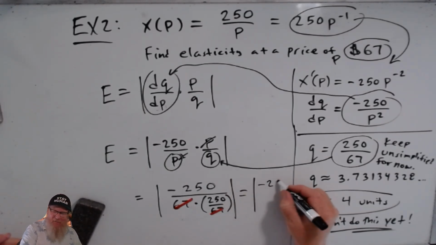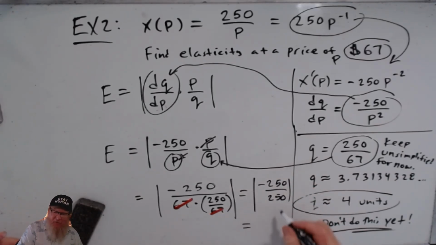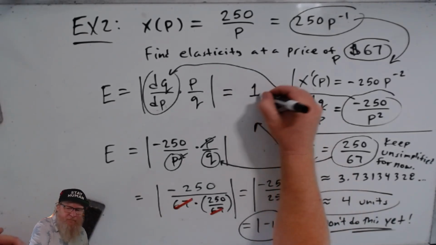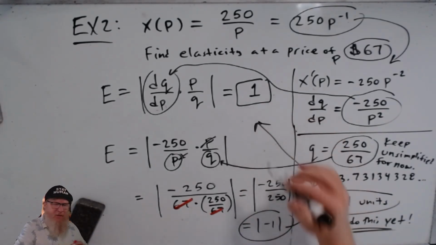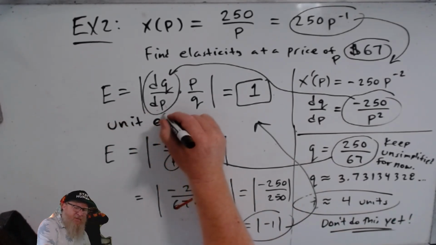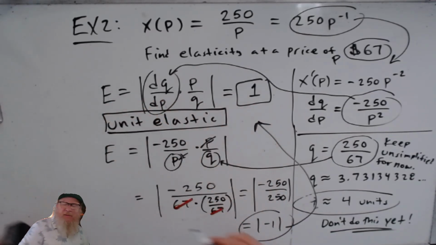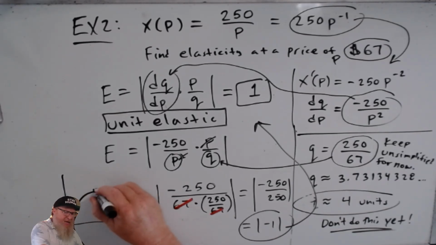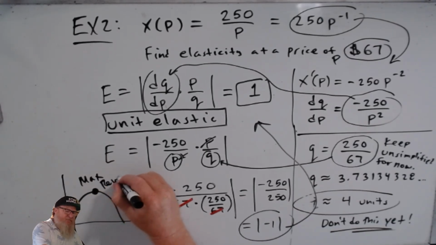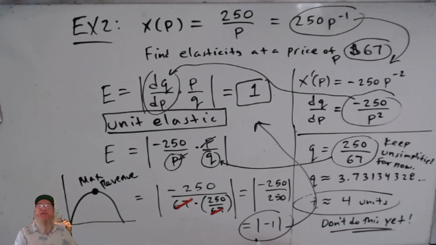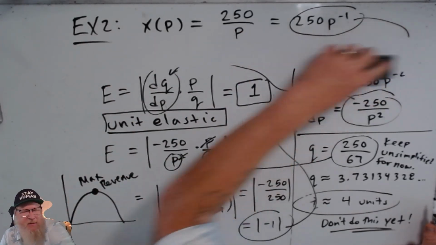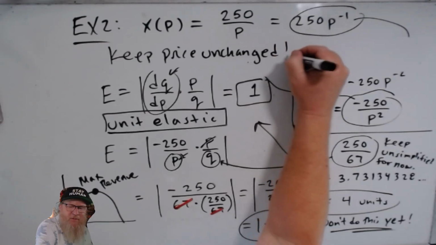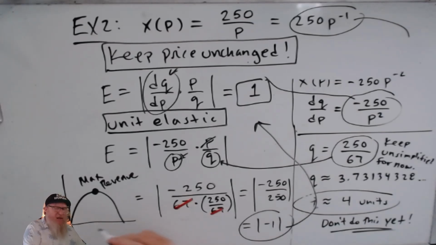So you're going to get the absolute value of negative 250 over 250, which is equal to the absolute value of negative 1. And so E is equal to 1. Right, there's your unit elasticity, or simply unit elastic. All right. So again, on the revenue curve, that means that we are right here, max revenue. Revenue is already maximized. Okay. So keep the price unchanged. $67 is the perfect price.